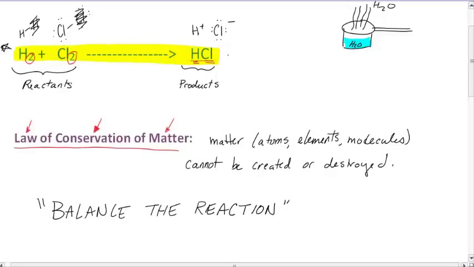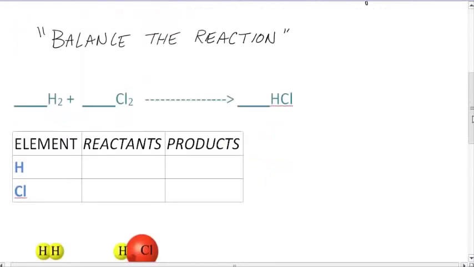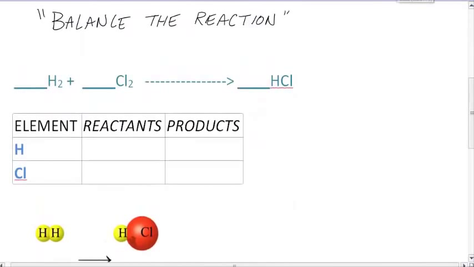So we can't change this molecule. I can't all of a sudden call it H2Cl2 because that's a different compound. It's not the same thing. But what we can do is add coefficients. So what I'm going to have you do right now, I want you to rewrite the chemical reaction. Right? So it's the same one, but you're leaving a space in front of each molecule. Right? So you're just writing in a blank space, and we're going to use those spaces to put in coefficients.